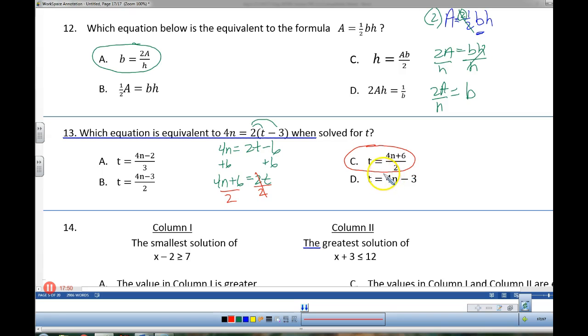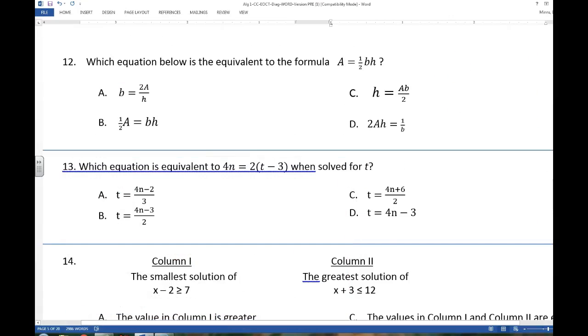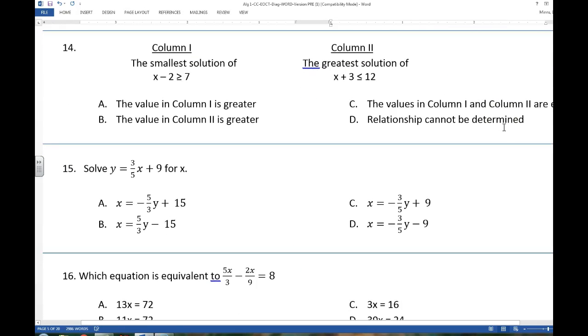All right, number 14. I've got column 1 and column 2. I'll move over here where I can see my whole problem.